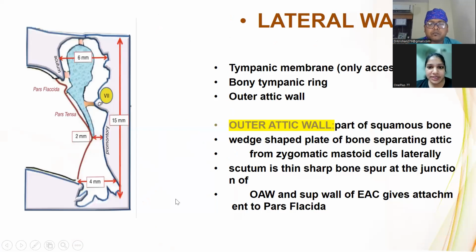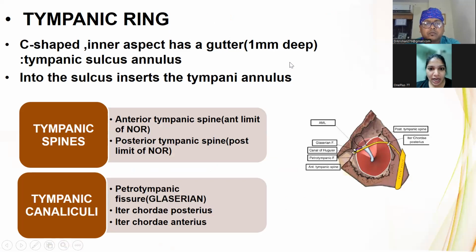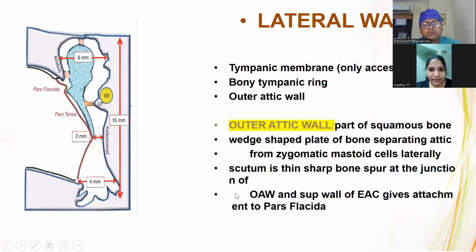So firstly, we will see the lateral wall, which is formed by the tympanic membrane. Here we can see in the diagram how this tympanic membrane is formed. It has a bony tympanic ring, and outer to it the proper pars tensa part and the pars flaccida part, which form the lateral part of the tympanic membrane. The outer attic wall is a part of the squamous bone. It is a wedge-shaped plate of bone separating the attic. This is the upper part, which is the pars flaccida part, which consists of the attic area.